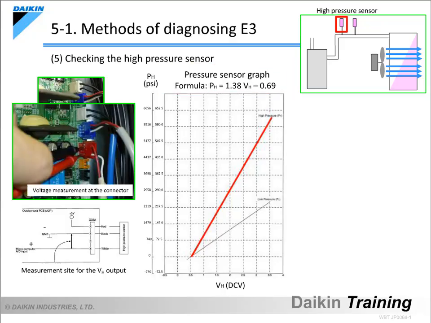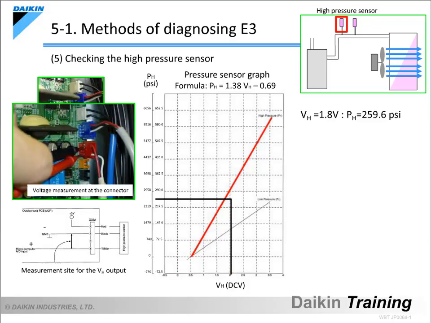Either use the measured voltage, VH, in the formula, or locate it on the graph to obtain the pressure, pH, detected by the pressure sensor. Let's use the graph here. When the VH is 1.8 volts, the pH is read as 259.6 psi on the graph. This tells us that the pressure detected by the high-pressure sensor is 259.6 psi.